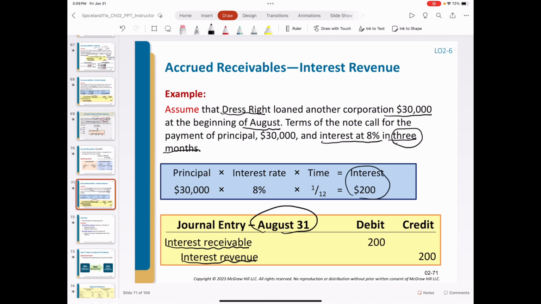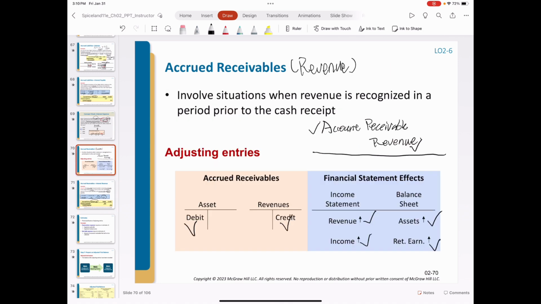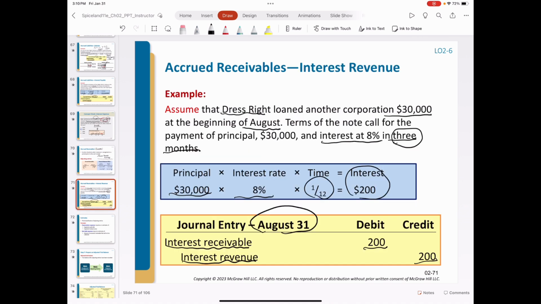And the amount, based on the calculation, is principal multiplied by the annual interest rate for 1 month, because that's the interest revenue for August, 1/12, $200. The receivable here for interest is interest receivable. For revenue, it is interest revenue. And then later, the cash inflow or cash receipts follows this adjusting journal entry. 3 months later, the company, Dress Right, will receive the principal plus 3 months of interest in cash payments.